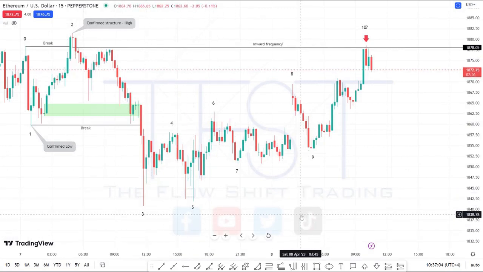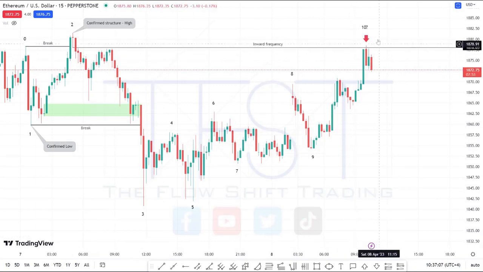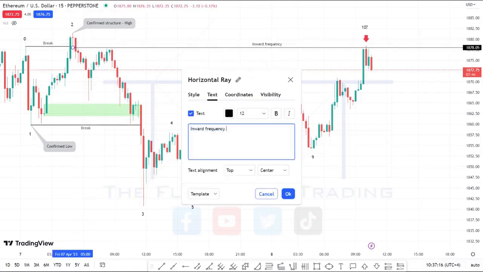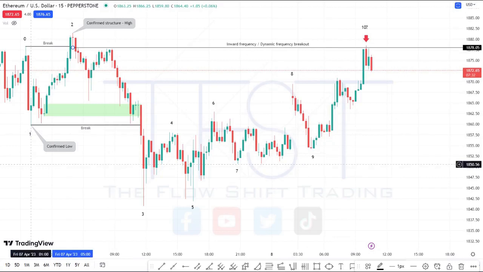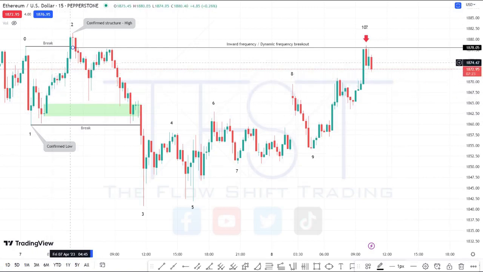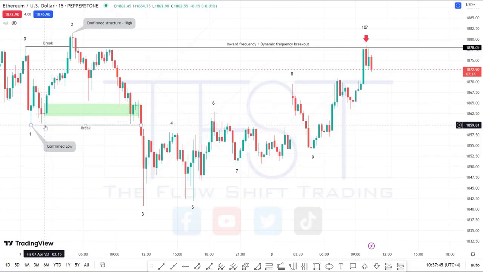So, the first observation we can see is that the price returned to this level at the inward frequency line. By the way, which is also the dynamic frequency breakout. You can see here the candle wicks from low number 1 all the way to high number 2; the candle wick was not broken. This candle is the first violation of that very organized behavior.